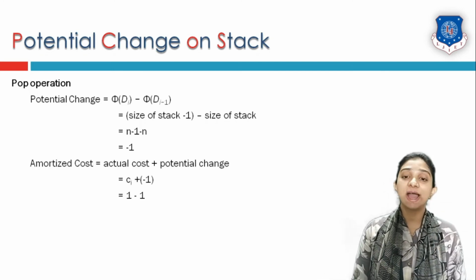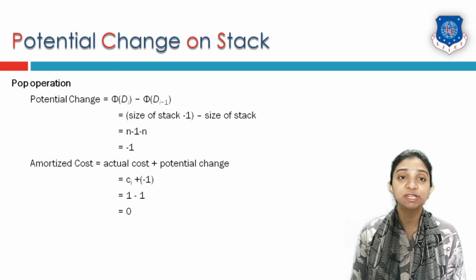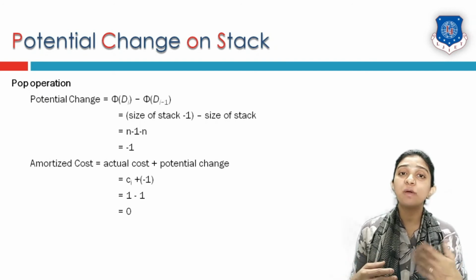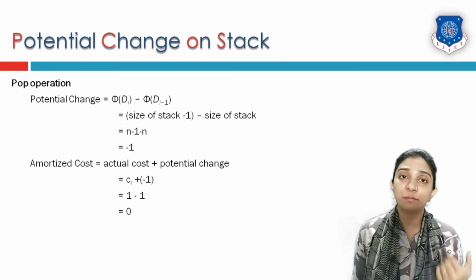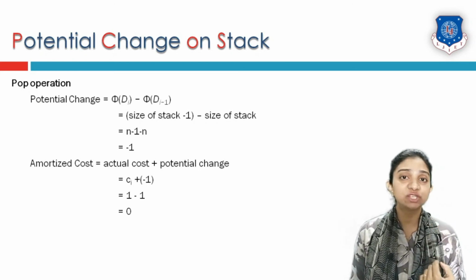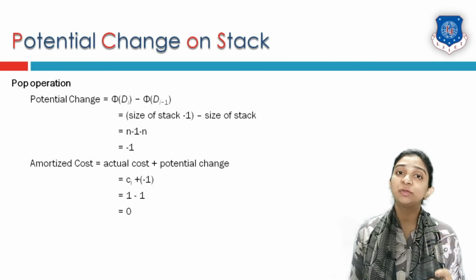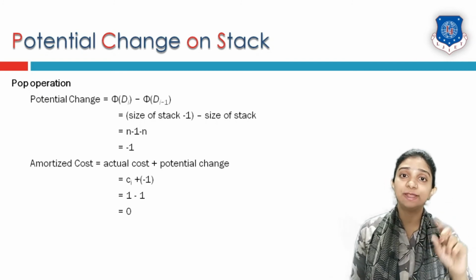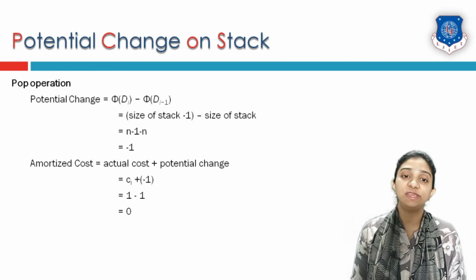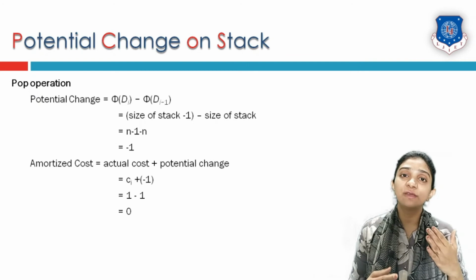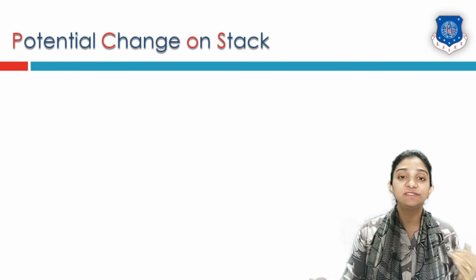Amortized cost is actual cost plus potential change. The actual cost of the pop operation is 1, because we need to check the condition and perform the pop operation. So that is an actual cost of 1 plus a potential change of minus 1, which we have just calculated. 1 minus 1 is equal to 0. So the pop operation's amortized cost is 0.